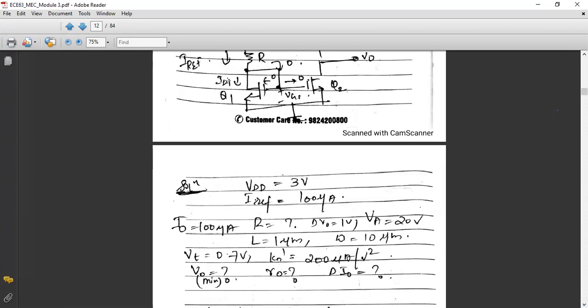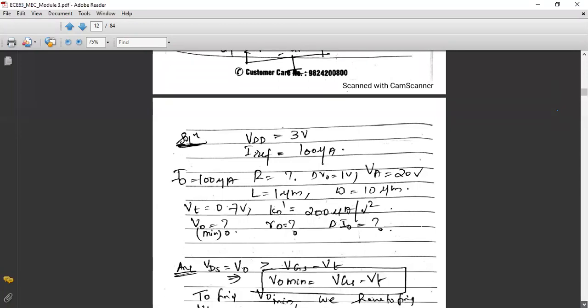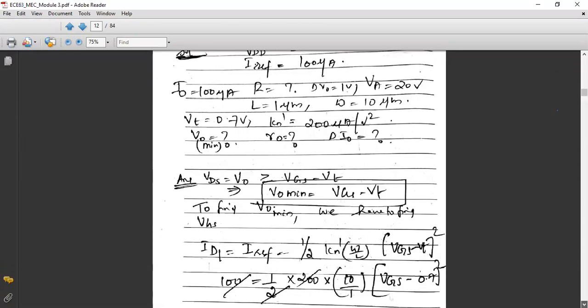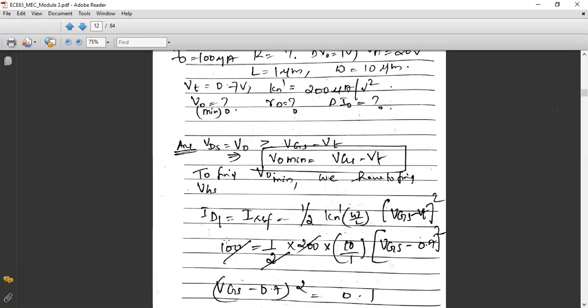ID1 is nothing but I reference. See, I reference is a current that is flowing through the transistor. Same current is flowing through your Q1 also. So ID1 is equal to I reference. So you will put I reference here, which is given in the question. I reference is 100, half into K n dash is given as 200, W by L is given as 10. W is the width, L is the length.